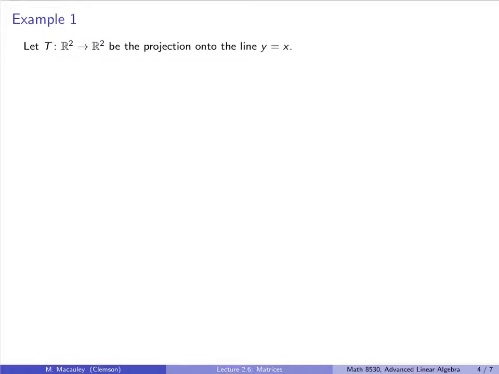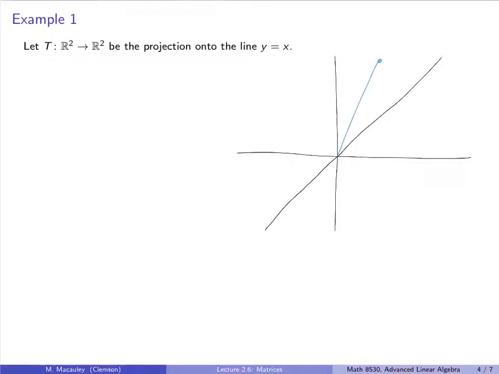Let's do an example. So let's let T be the linear map from R2 to R2 that simply projects any vector onto the line y equals x. So let me draw a picture of this. It's a simple enough concept. Y equals x, of course, is this line at a 45 degree angle. And so what this does is if we have a vector v, then Tv just projects it to become this vector that's on that line. So this is Tv. If this is w, then Tw is this vector right here.